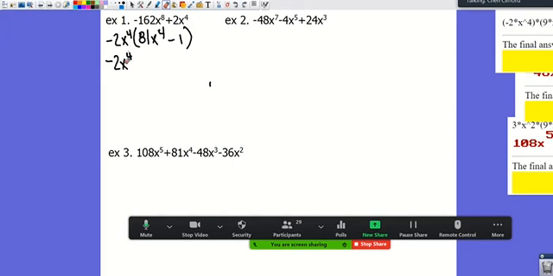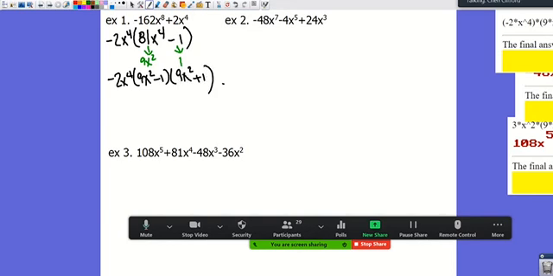Let me actually write it like this. This is a perfect square of 9x squared. That's a perfect square of 1. And it's a plus minus scenario. 9x squared minus 1, 9x squared plus 1.